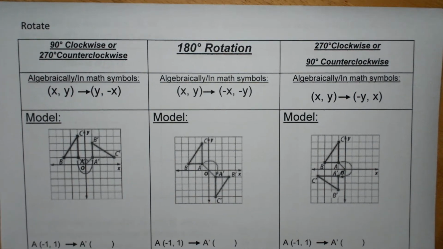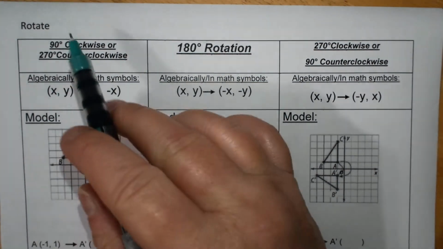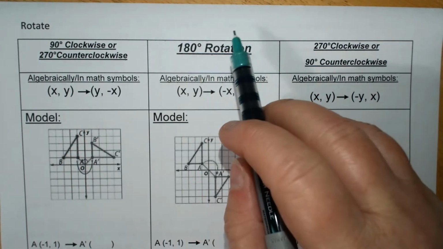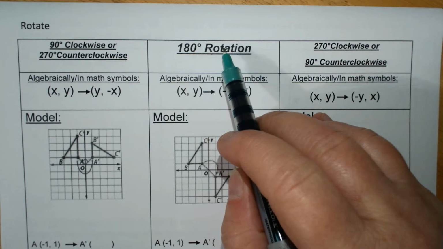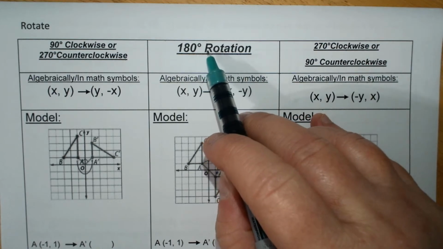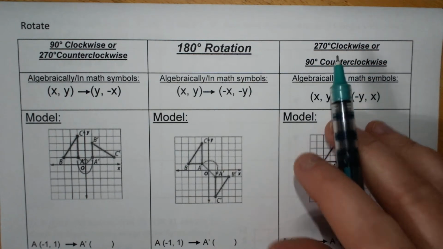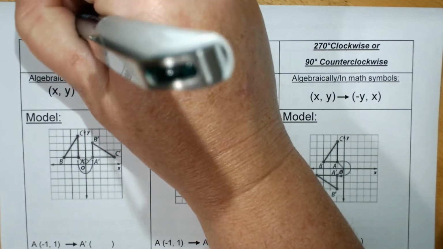This portion is about rotations. So we're going to do 90 clockwise, 270 counterclockwise. It's the same thing. 180 rotation, which is 180 counterclockwise and 180 clockwise, you'll end up at the same place. 270 clockwise. First off, we're going to talk about clockwise.